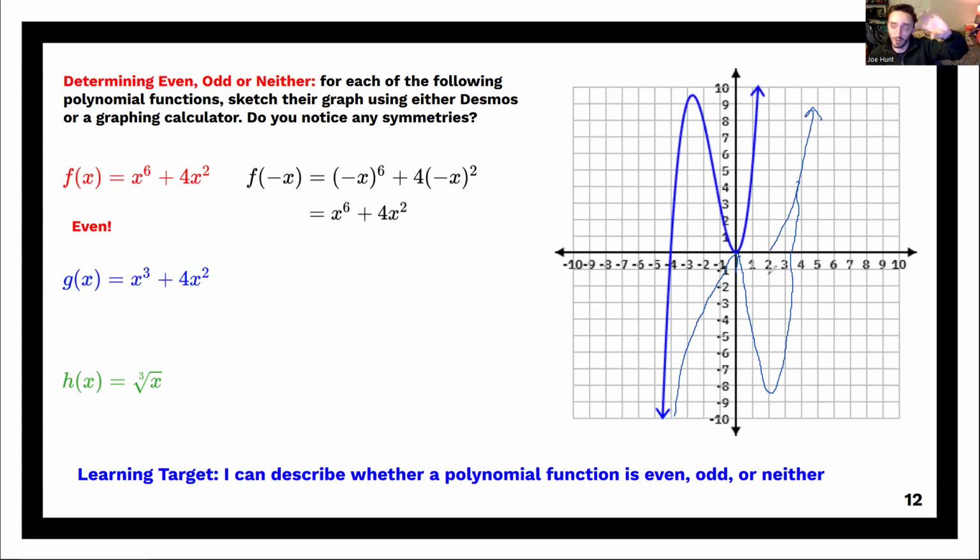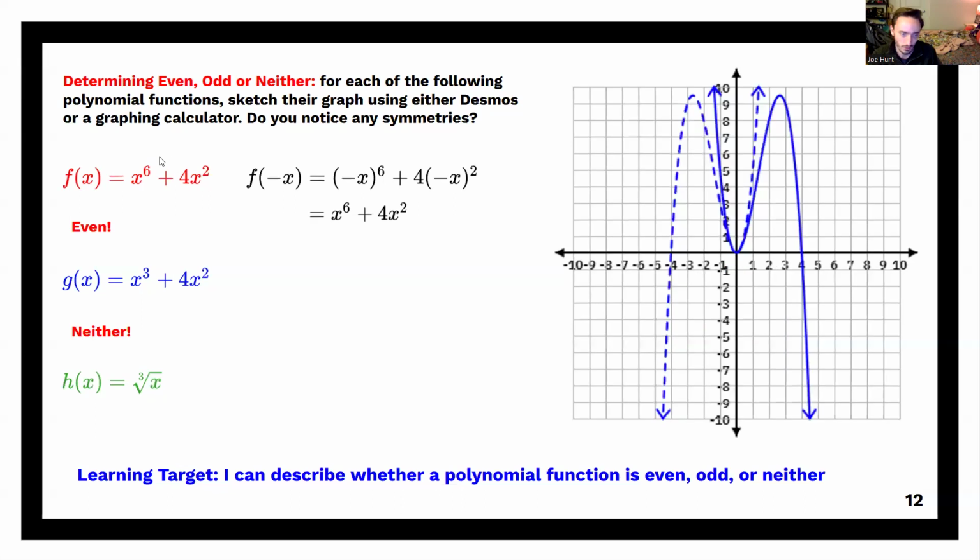And for those of you with a graphing calculator, if you want to do this on your Chromebook with Desmos and literally turn it end over end, you'll notice that you get a graph that looks completely different. It doesn't map back onto itself. So this is an example of a function that we would say is neither. It's not even, nor is it odd. It doesn't have reflective, nor does it have rotational symmetry.